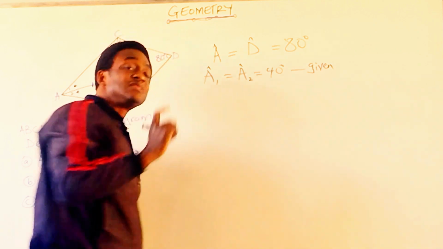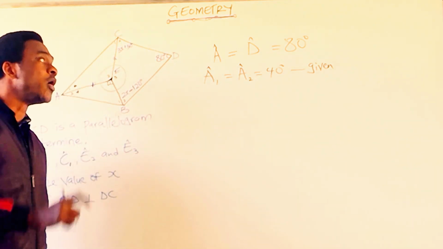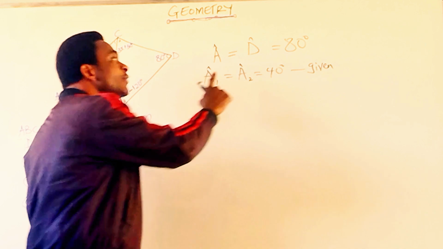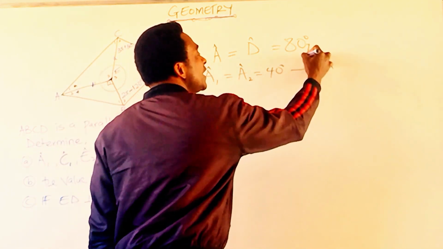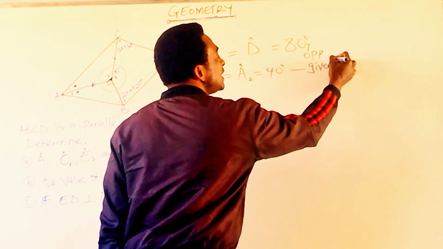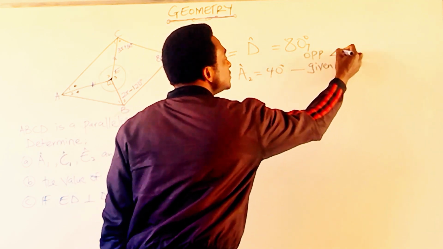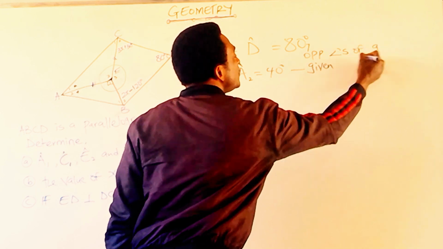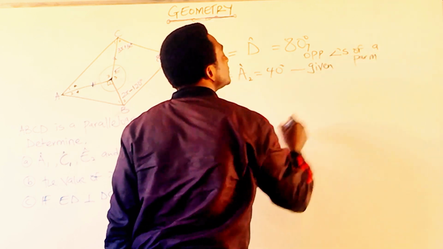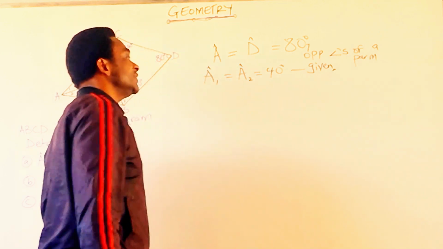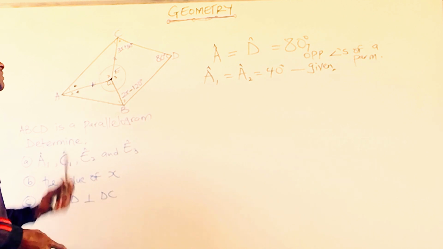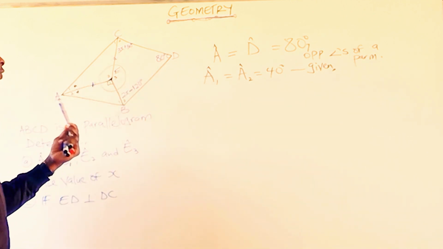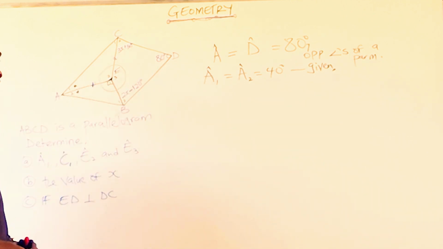Please remember, another thing we must note here is that all reasons must be given. So here we cannot just write this without telling people why we are doing this. So we have to indicate by saying opposite angles of a parallelogram, and the second one is given. This shows that we have given the reason and we know why we are using the 80. So with that, we've gotten our A1.